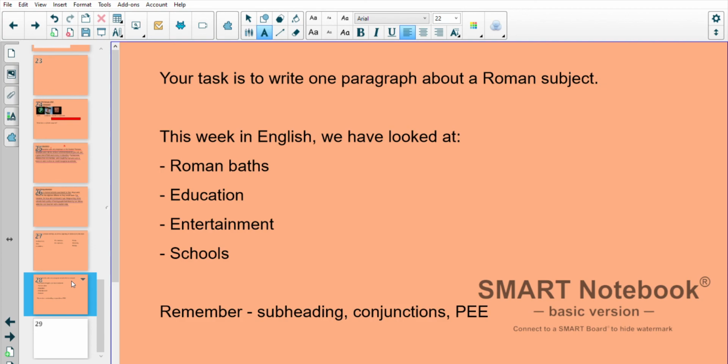Next week you will be writing your Roman information text, so this is just a practice, so really focus on just one. Okay, have a good weekend, Year 3 and 4, and I will see some of you in school next week and some of you after half term.